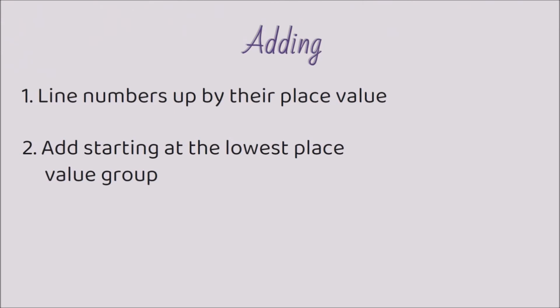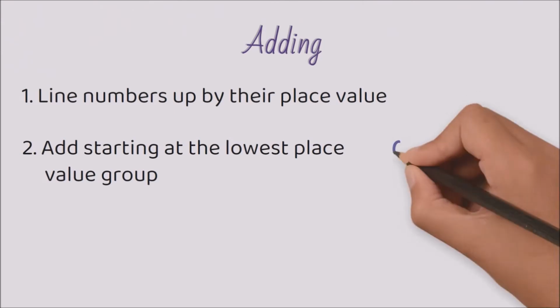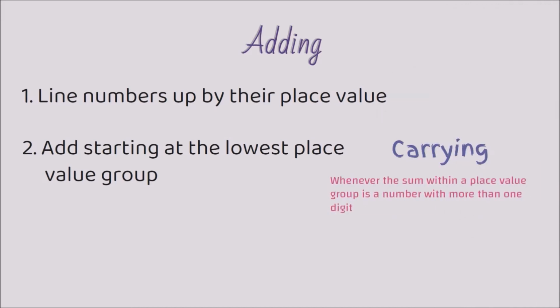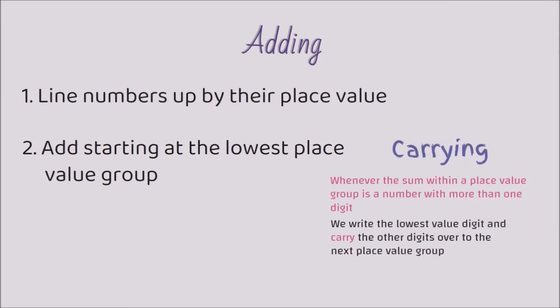Now the process of moving the extra digit over to the correct place value group when adding is known as carrying. So whenever the sum within a place value group is a number with more than one digit, we write down the lowest value digit and carry the rest of the digits over to the next column. Now, because this method relies on place value, we can add any number or any set of numbers together using the same concept, and it will work every single time, even with decimals.